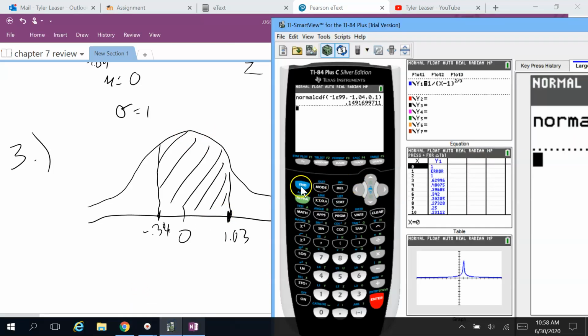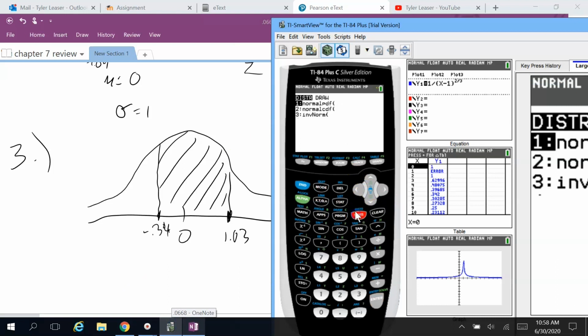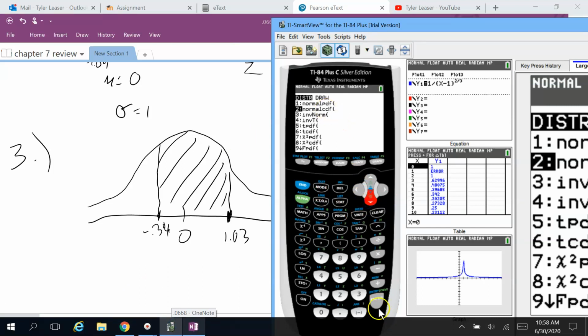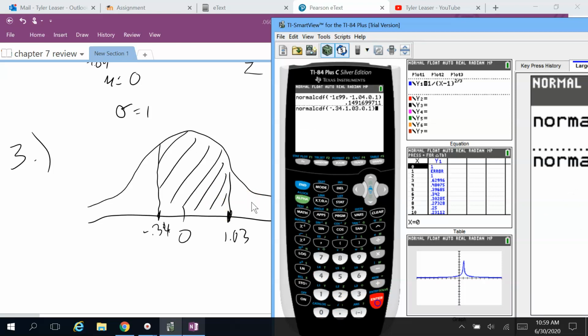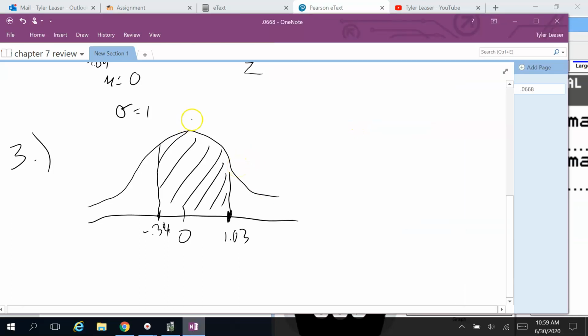Anytime you're finding areas, use the calculator. So second, distributions, the normal CDF option. This time, my lower limit is starting at negative 0.34. My upper limit is the positive 1.03. We're still talking about z-scores, so the mean is 0, standard deviation 1. So my answer is 0.482, if I'm rounding to 3 decimal places. So that's the answer for number 3. That's the area between those two z-scores.